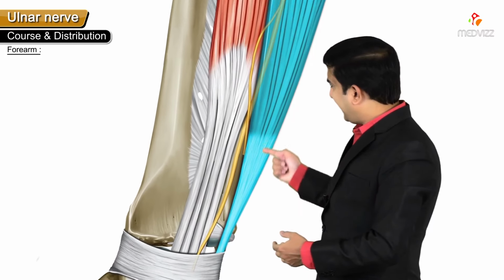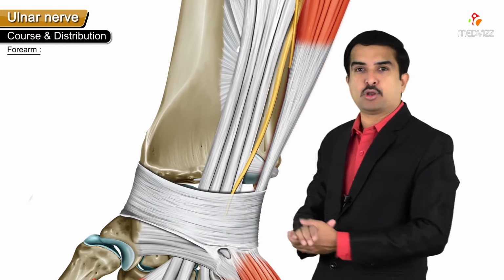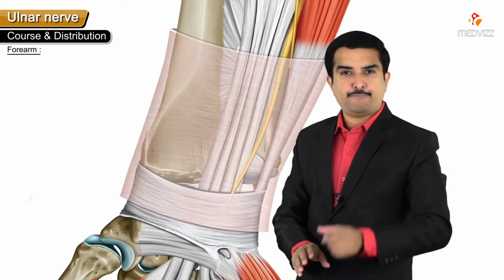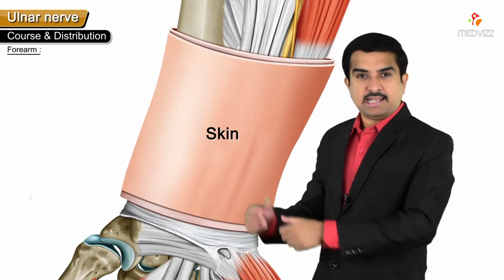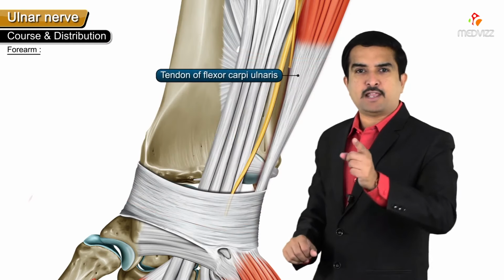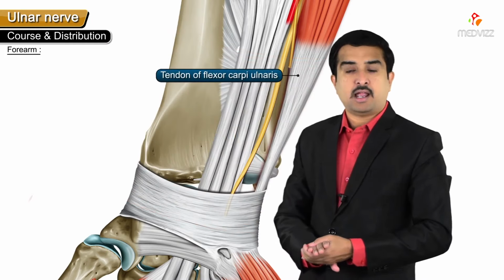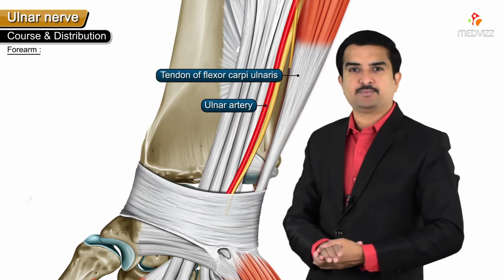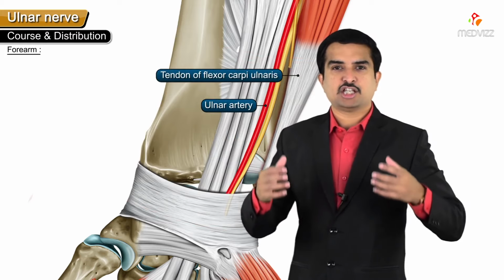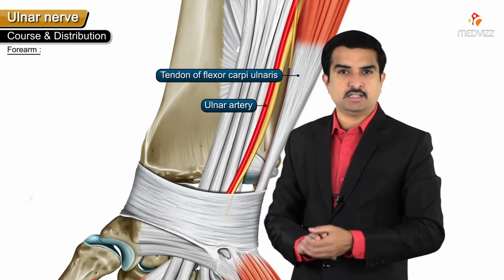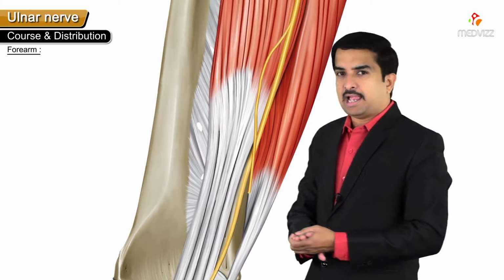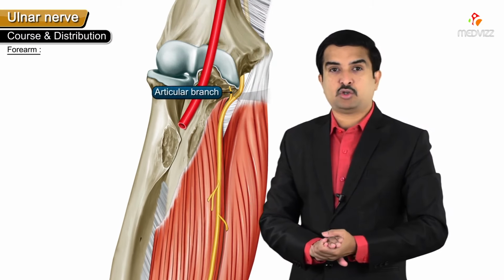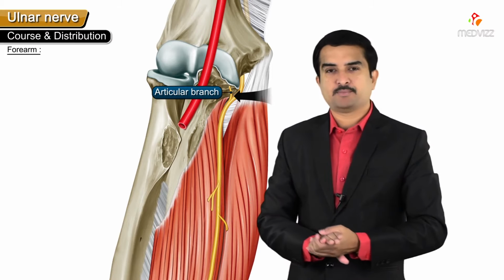But if you carefully examine the lower part of the forearm, it is only covered by fascia and the skin and lies lateral to the flexor carpi ulnaris, and the ulnar artery lies lateral to the nerve. This is how we can relate the structures which are present in the forearm. And in the forearm, it gives off a branch called the articular branch to the elbow joint.